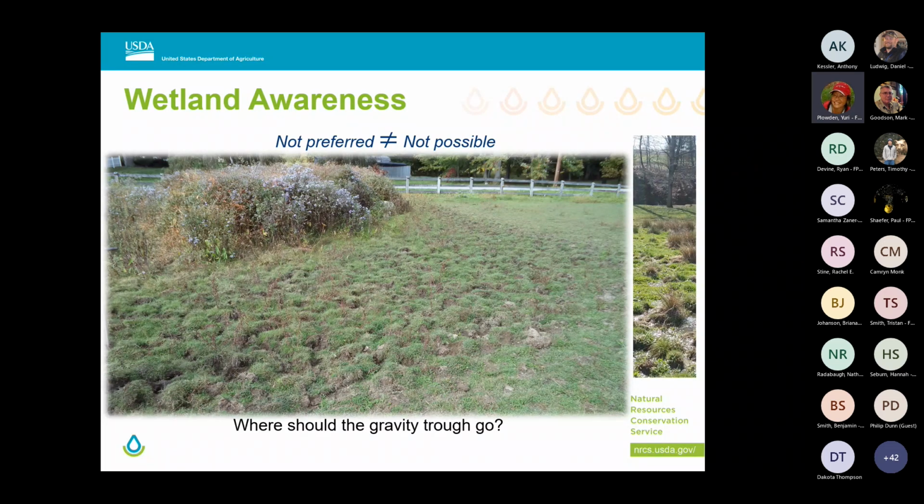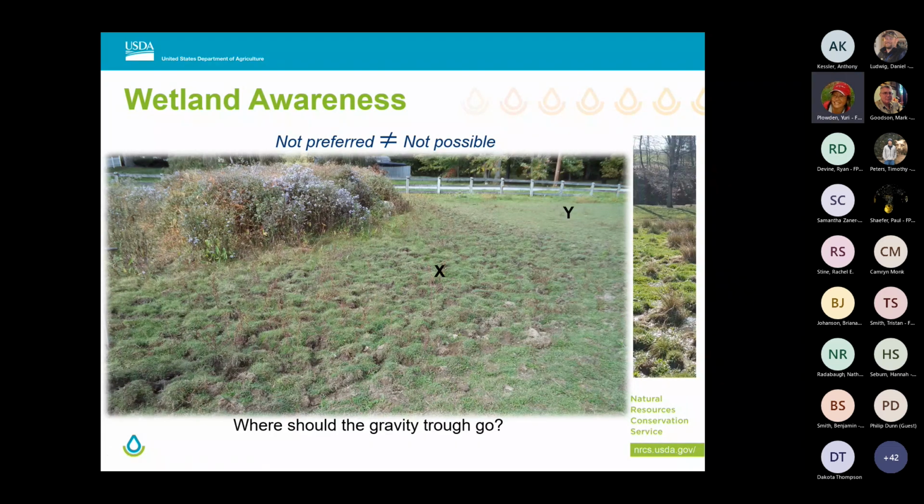I would say that yes, this looks like a wet area. The vegetation is different. It looks different. Looks like it's been mucked up by hooves because of wet soils. And then over here, though, the grass is nice. It looks pretty dry. So put the gravity trough over here where it's dry and not here in the potential wetland.